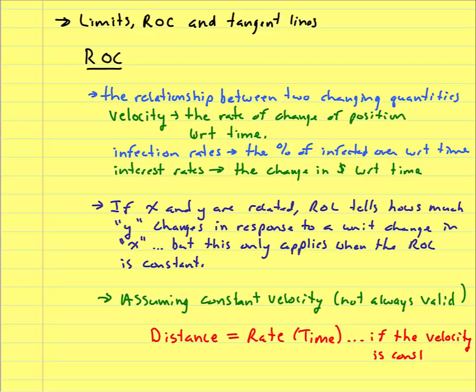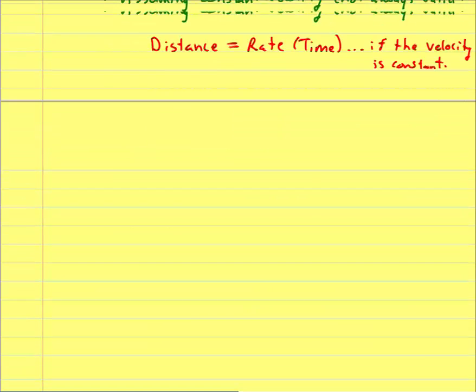So in our example here, let's say velocity and rate are synonymous. If we were driving 50 miles an hour for 4 hours, that would be 200 miles. But what if we were driving 30 miles per hour for a while, and then 100 miles per hour for a while? This formula doesn't quite do the trick. So I need some other way to work with this.